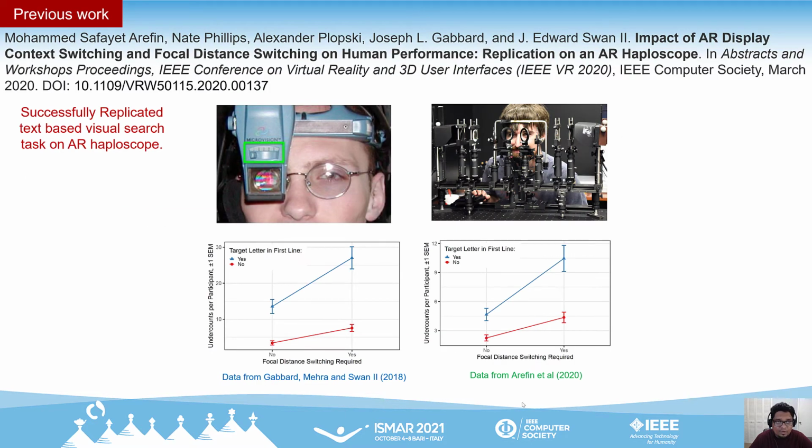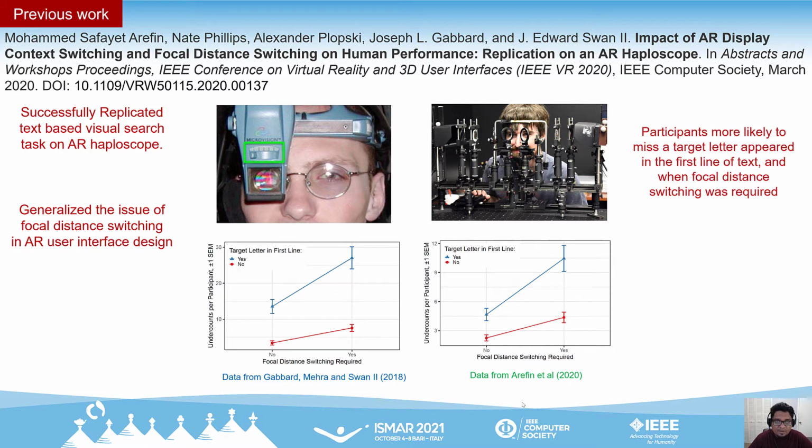Therefore, in 2020, Arefin and his colleagues replicated the text-based visual search task on a very different AR display, an AR haploscope, and they generalized the issue of focal distance switching in AR user interface design. In the pictures, you can see participants wearing two different types of displays, and both experiments are totally different and done in two different conditions. However, if you look at the graph of the results, they have similar findings.